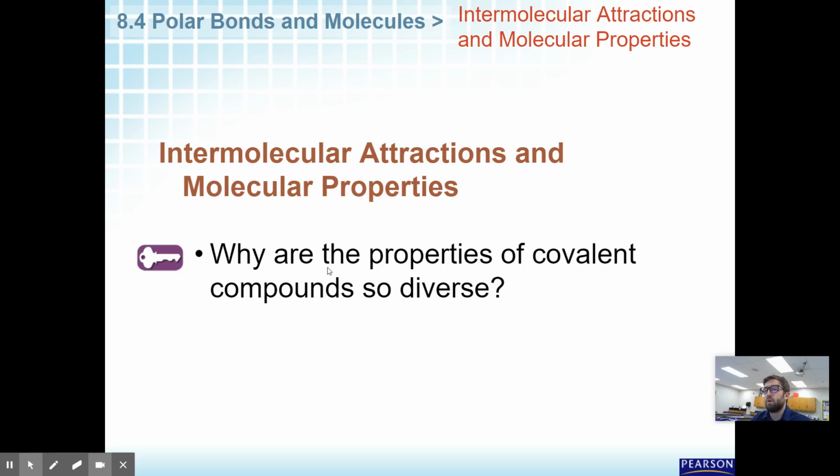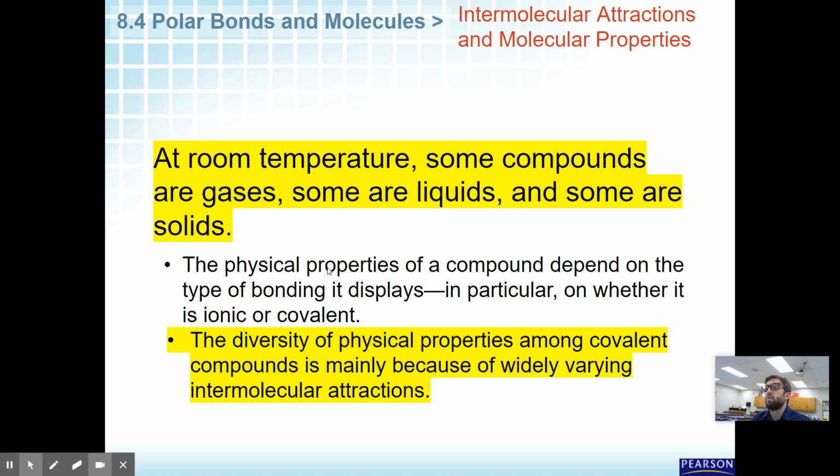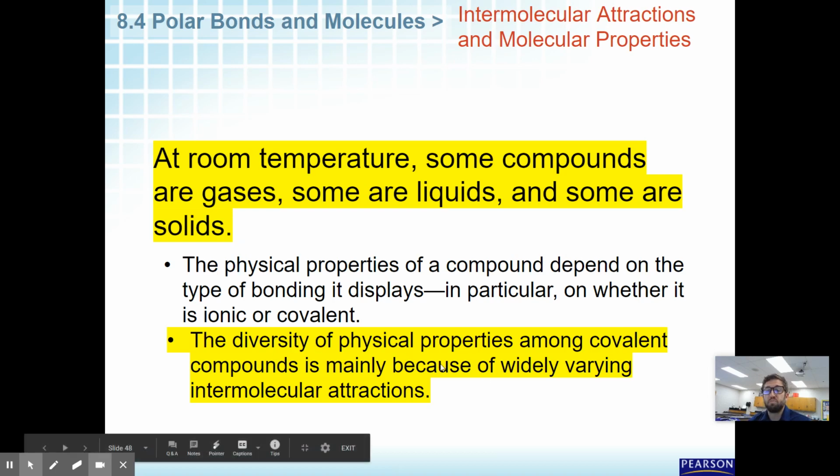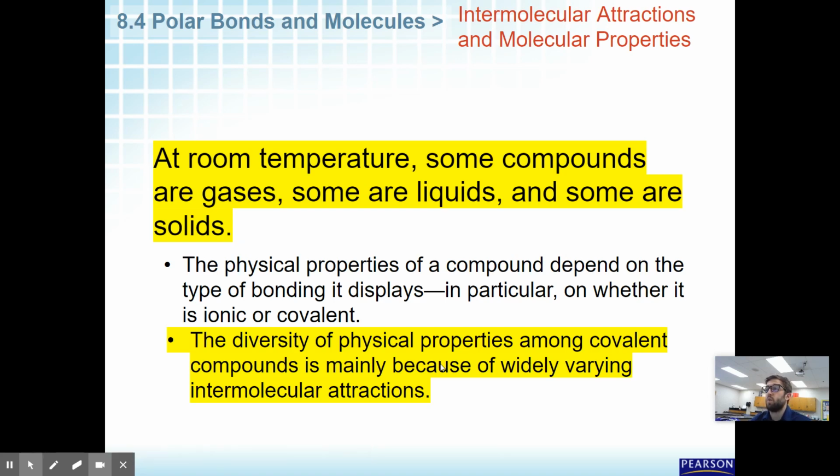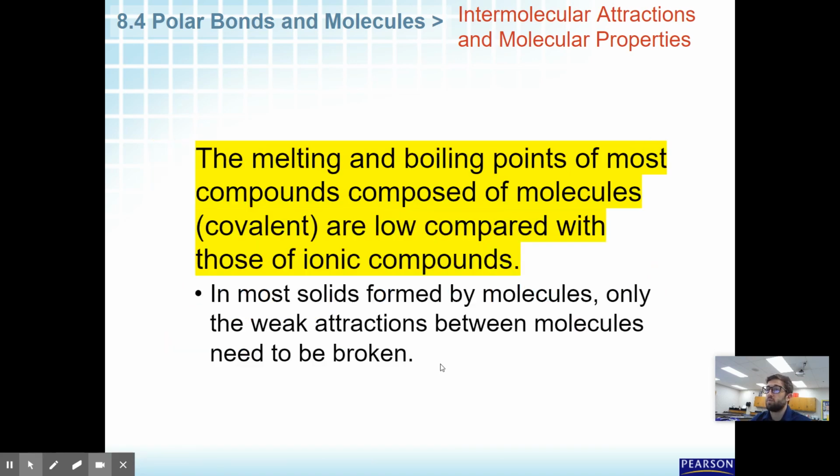So the last part of this unit that I'm going to go through really fast is the properties of covalent compounds. I just mentioned this, and we've talked about it in the past: some covalent compounds are liquids and some are solids and some are gases at room temperature. It is due to their intermolecular attractions. I would know that. That's a very good multiple choice question to put on the test. Their intermolecular attractions affect what state they are in at room temperature.